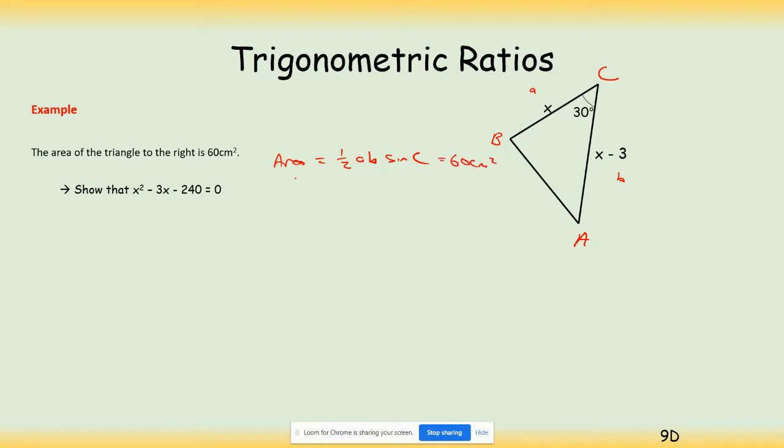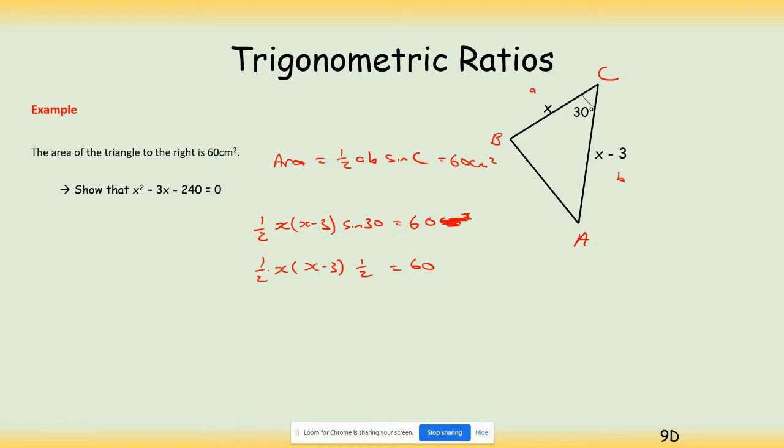Great. So now I need to substitute them. So it's going to be a half A, which is x, B, which is x minus 3, sine of 30 is equal to 60 centimeters squared. Now then, sine of 30 is also a half. So I've got a half of x times x minus 3 times a half again is equal to 60. Okay, I'm going to lose the units here. Don't need them. Put them in at the end.